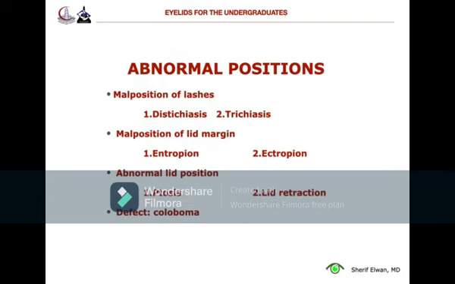The abnormal positions that we are going to go through are malpositions of the lashes, which is distichiasis and trichiasis. Distichiasis is the congenital variety of abnormal lash lines. Trichiasis is maldirection of one or more of the lashes. The lid margin might be rolled inwards, which is called entropion, or outwards, which is called ectropion. The abnormal lid position as a whole might occur in ptosis or in lid retraction. And finally, we have the congenital defect called coloboma.